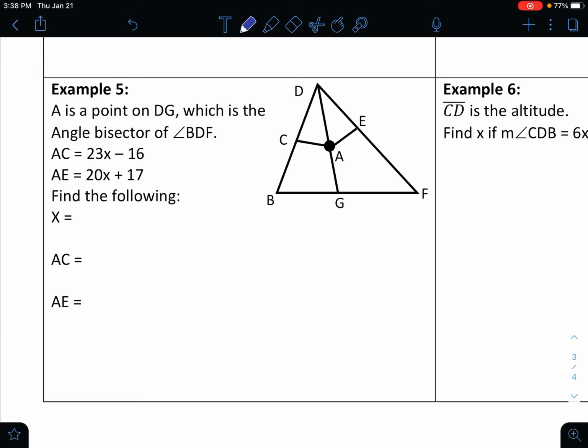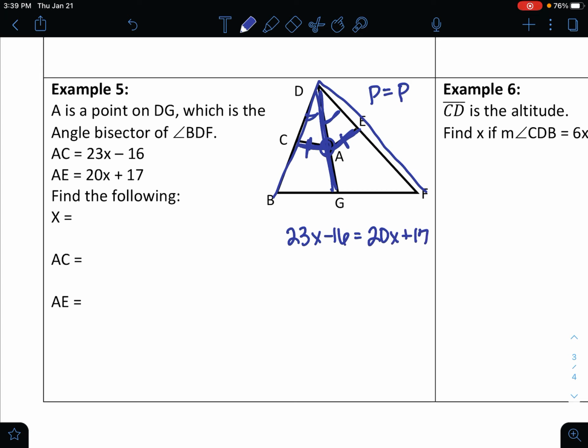A is a point on DG. So A is on DG. We see DG is here, and here's point A, which is the angle bisector of BDF. So that's this angle here. All right, I'll keep it there. All right, AC, okay. So don't forget, angle bisector problems are always going to be part equals part. So it says AC and AE. Okay, and those two have to be congruent because, again, part equals part. So we got 23x minus 16 equals 20x plus 17.